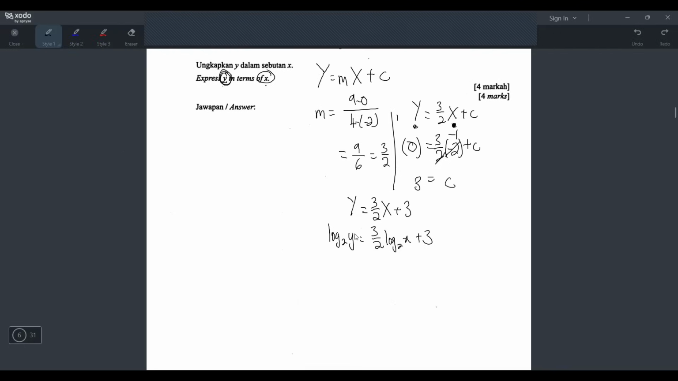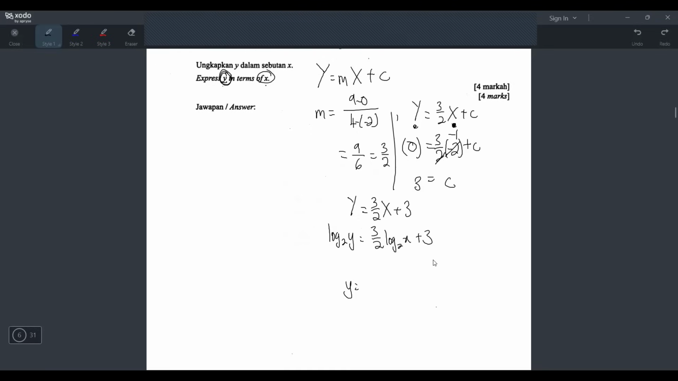So how? Okay, if you want y in terms of x, it means you only want y here. It means this log base 2 you have to move to the other side. And what happens when you move log to the other side? The log base will become the number base, and this whole thing will become the power, right?